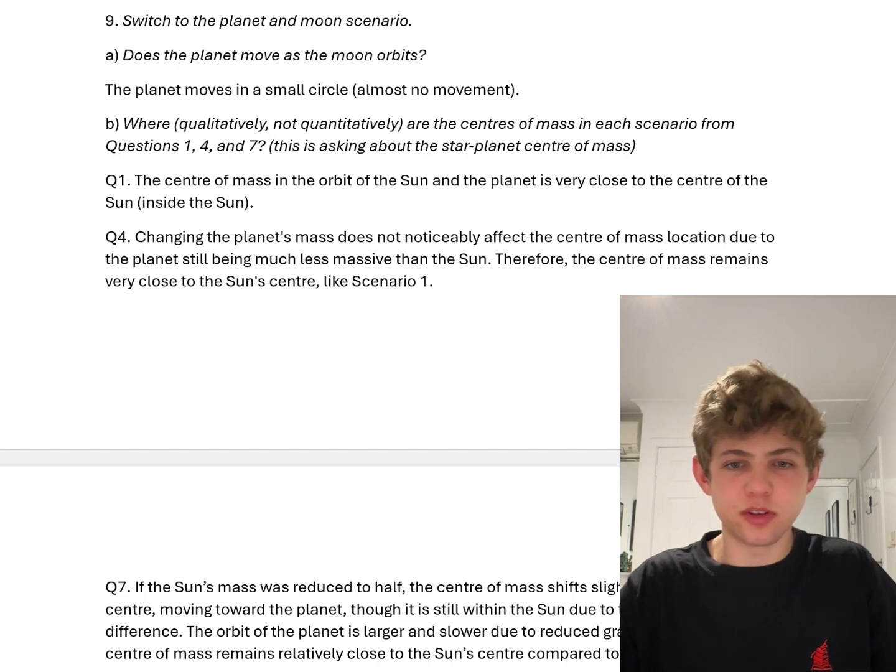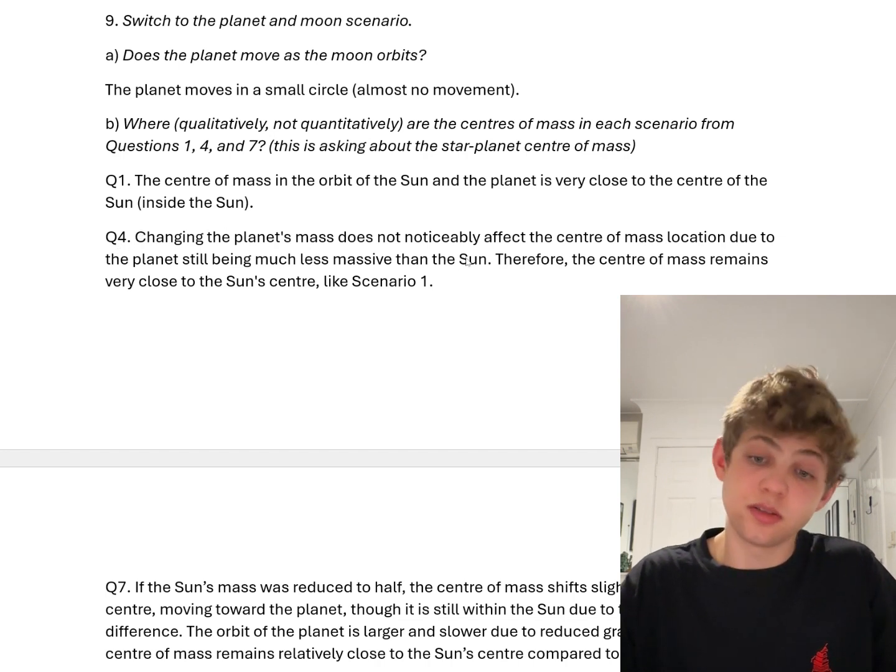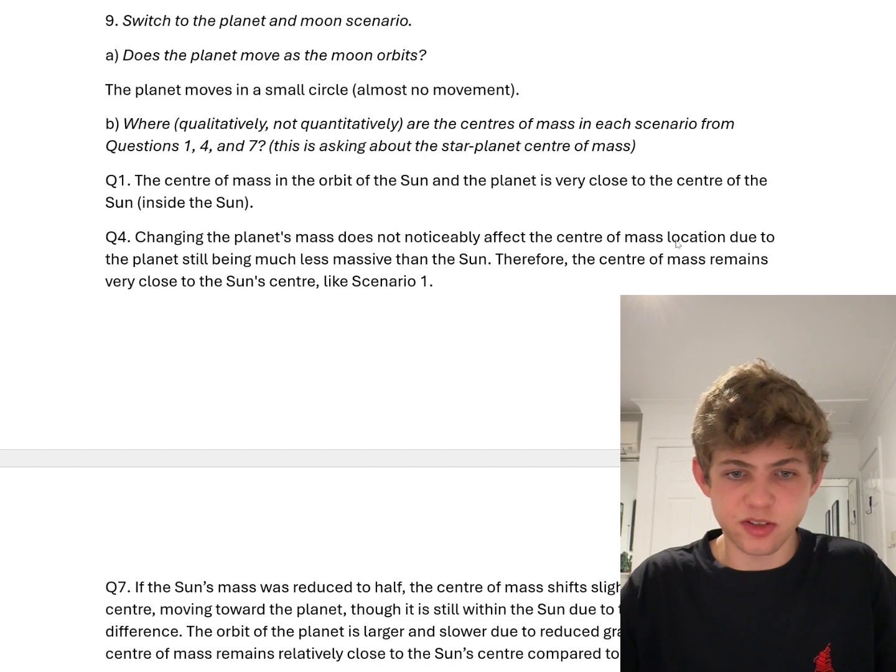So starting from question 9, we have the planet and moon scenario. The planet moves in a small circle, and the center of mass in question 1 was for the orbit of the sun, and the planet was very close to the sun. For question 4, changing the planet's mass did not noticeably affect the center of mass location due to the planet still being much less massive than the sun.